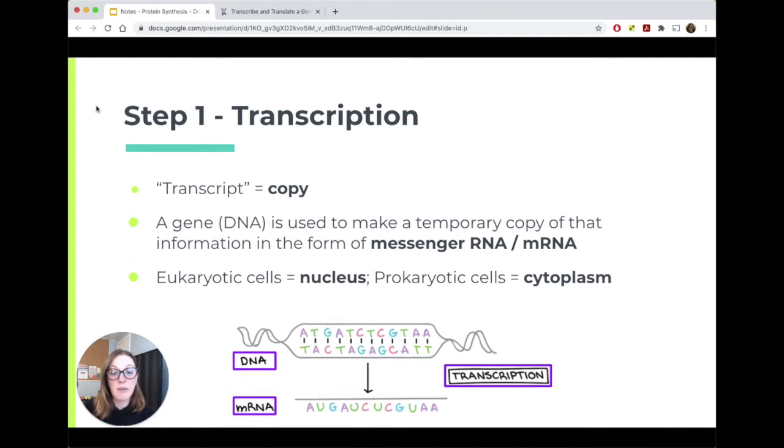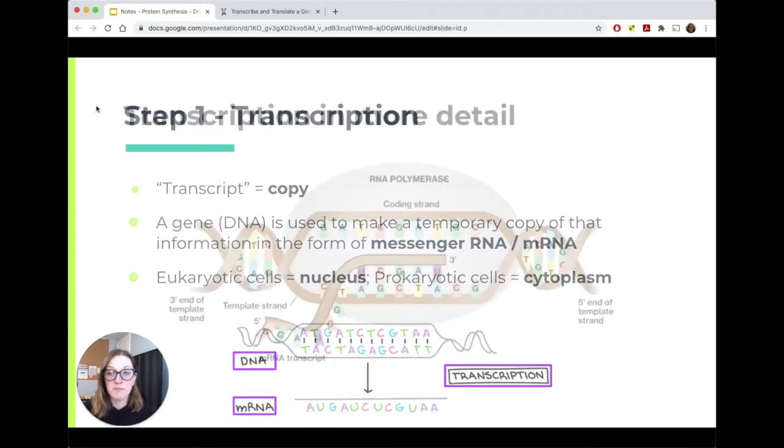So again, to recap, we start with our double-stranded DNA molecule. One strand of that DNA molecule will be used to create mRNA, which is a small temporary copy of part of that original code. And this process is called transcription.